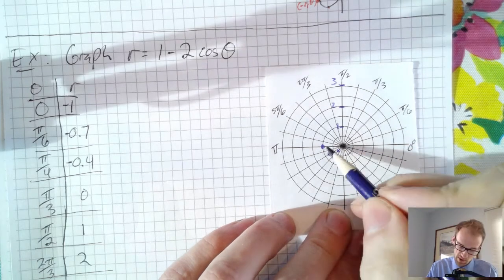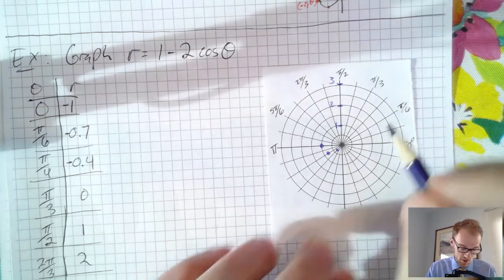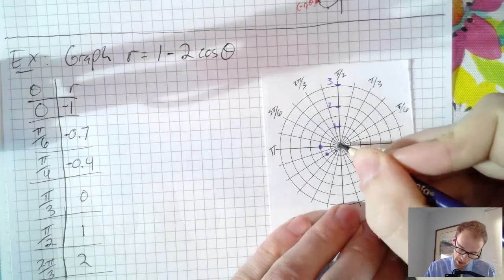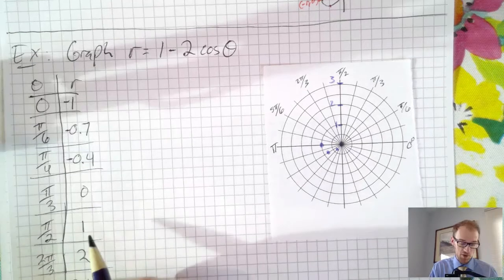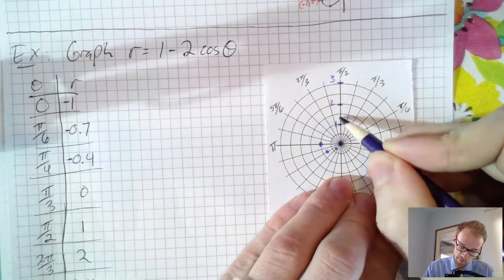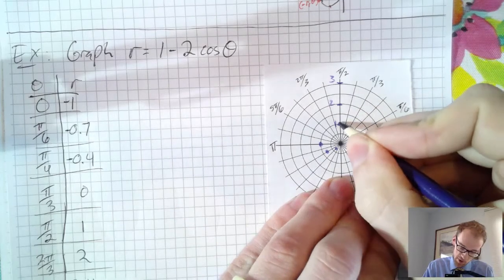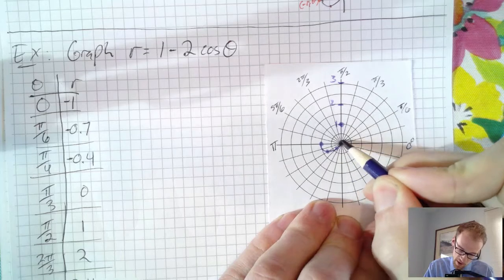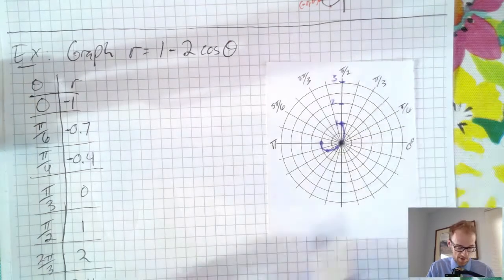Okay, so I've got this little curve coming in here. Then we go to pi over 3, 0. Well, it doesn't matter what direction I am. If my radius is 0, I'm going right through the origin there, right? Pi over 2, 1. Pi over 2, now I'm facing straight up. And 1 is my point, so I've got one right there. So that's what my curve has done. Okay, let's see what happens next.